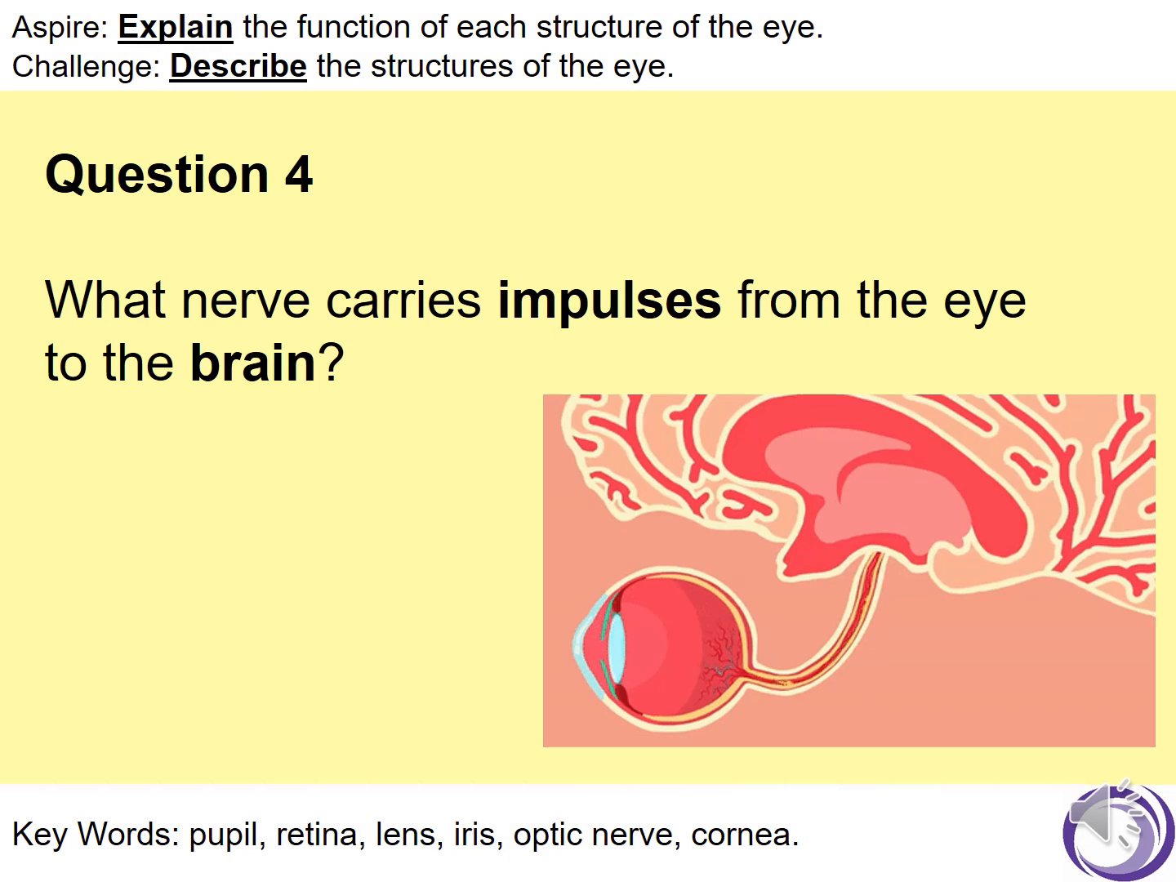Which nerve carries impulses from the eye to the brain? Okay, and the answer is the optic nerve.